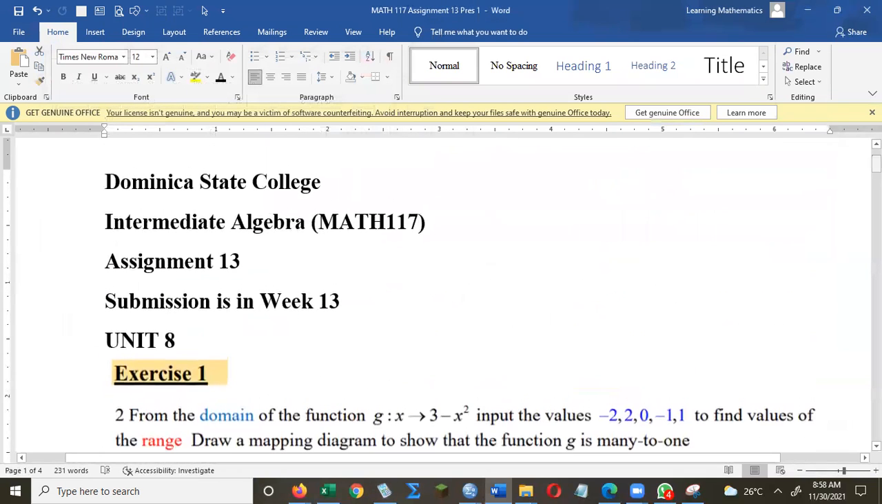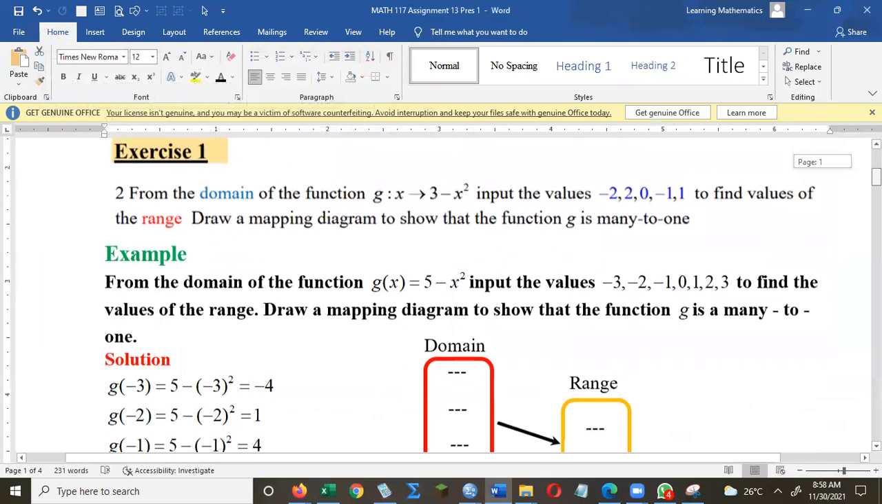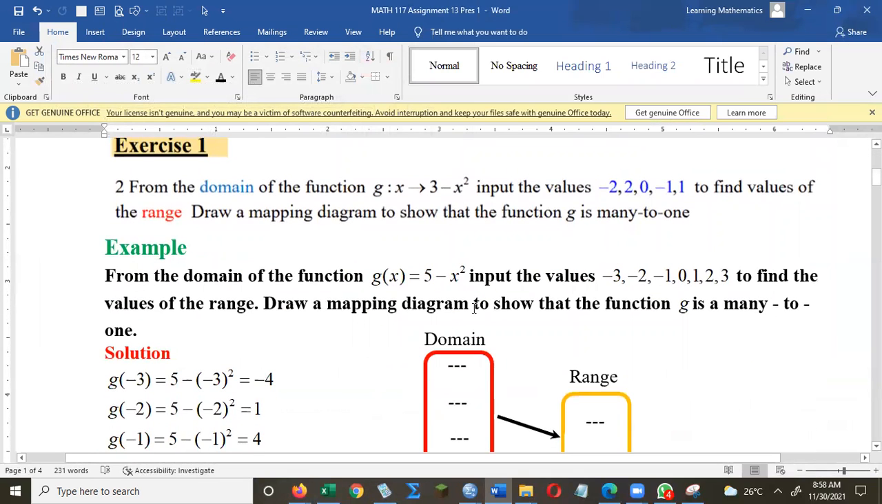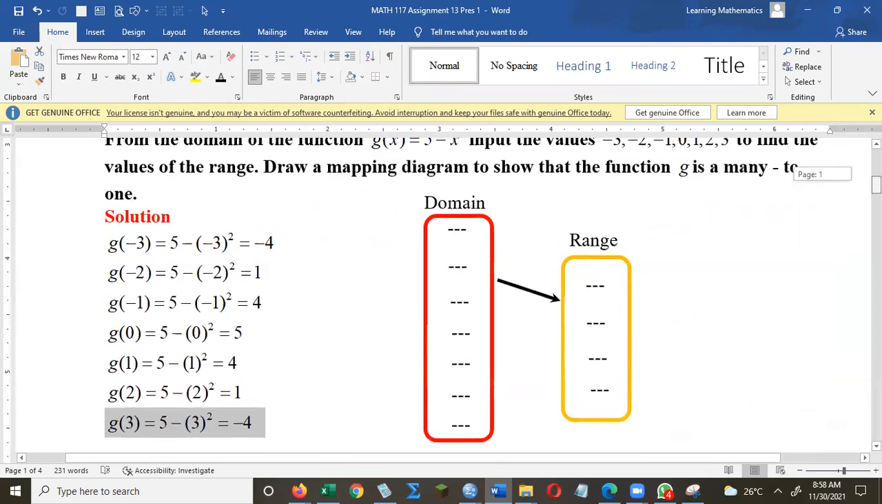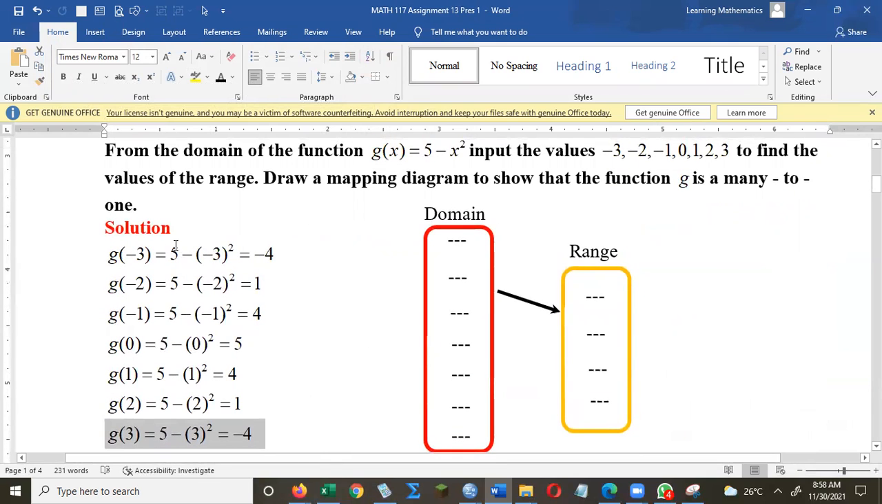It says input the values and find the range. And here we did it. We input the values, here it is -3 to 3, and we find the range. So these y values, these are the range. If you want, you can just write above those numbers there, range. These are the range values. Here they are. Okay.